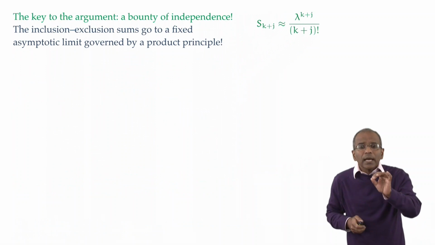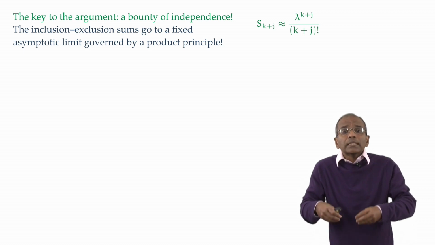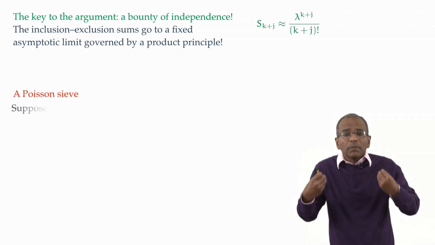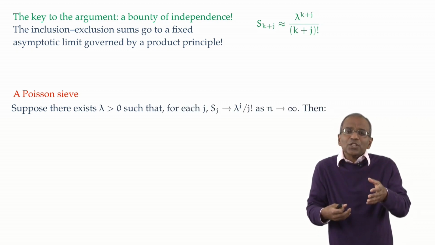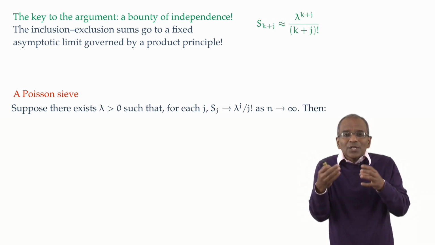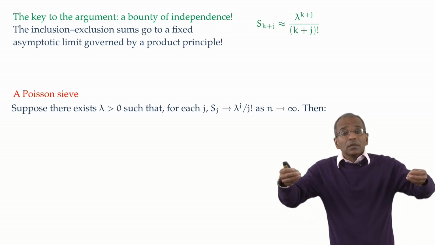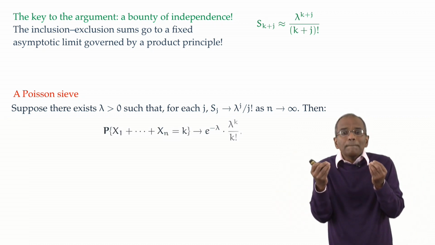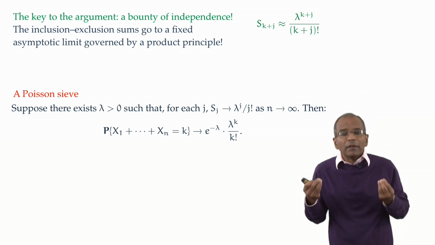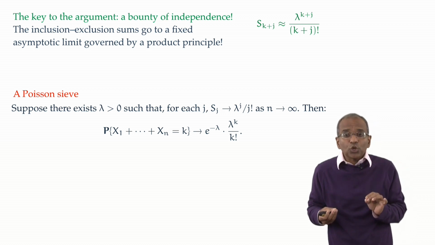So, the key here is a bounty of independence, that inclusion-exclusion sums look like the powers of a fixed quantity divided by a factorial. The power is going to arise because the probability of an intersection of things which are nearly independent should be a power, should be a product. And if that is the case, the entire argument just carries through. The number of bad events that occur, the number of rare events that occur, is governed by a Poisson law. And the expectation of that Poisson is exactly the parameter lambda which is appearing in that power.